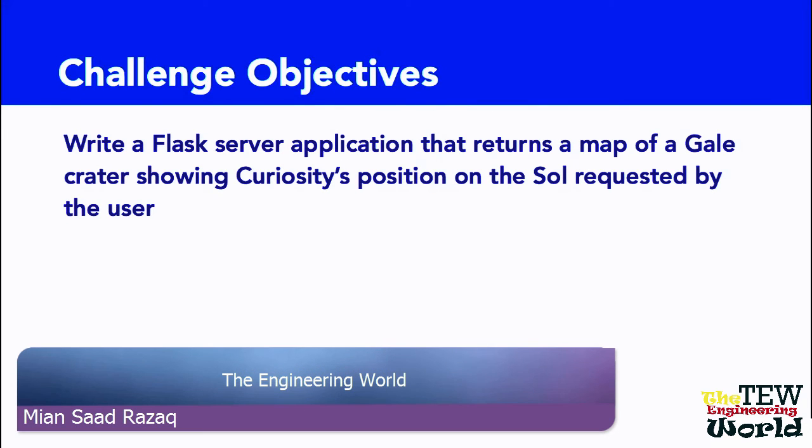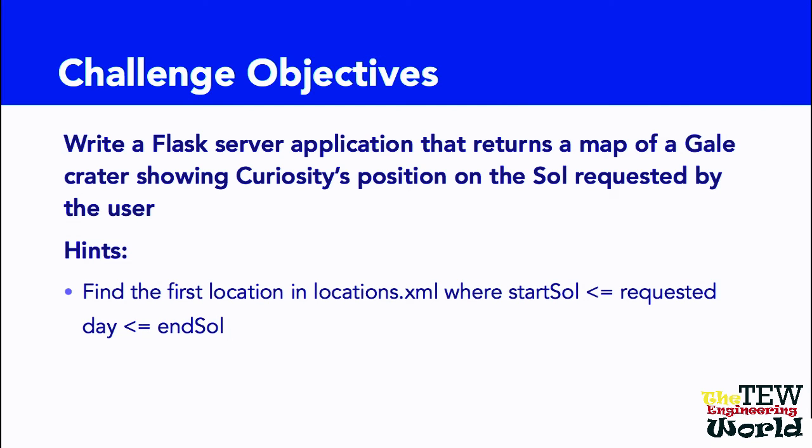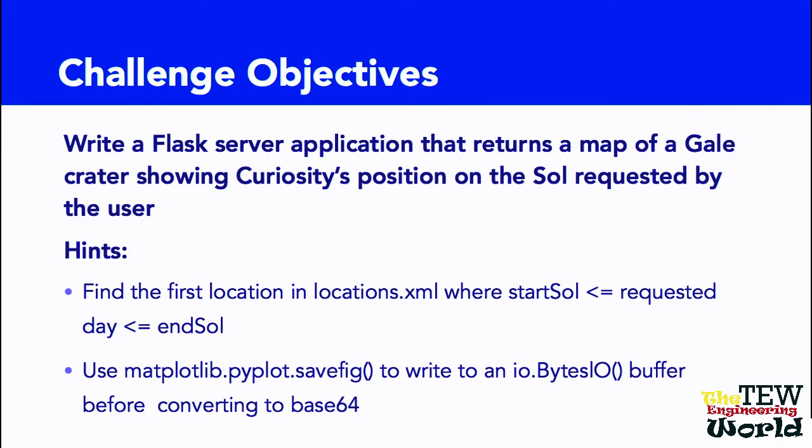For your challenge, I'm asking you to write a Flask server application that returns a map of Gale crater showing Curiosity's position on the sol requested by the user. You should be able to merge code from the drone maps and serving web page videos to write your server. Two hints. To find the position on a day, you can go through locations.xml using Beautiful Soup and find the first location where the requested sol is included between the start and end sol for that location. To convert a matplotlib plot to base64, you can first write it to a BytesIO object using matplotlib savefig.